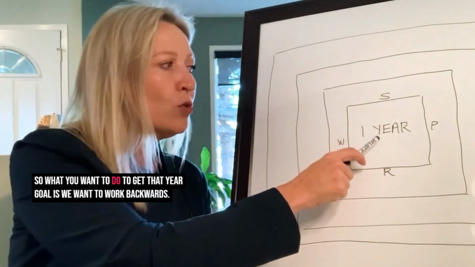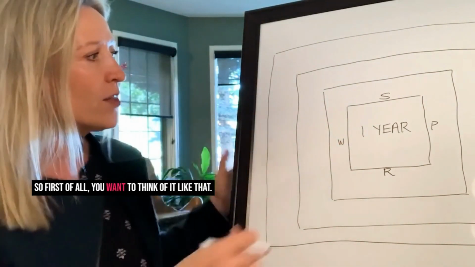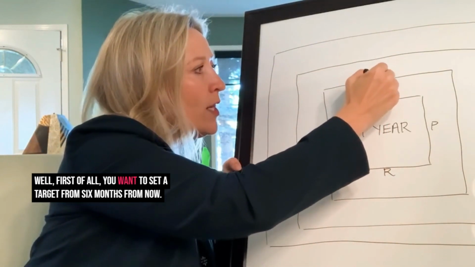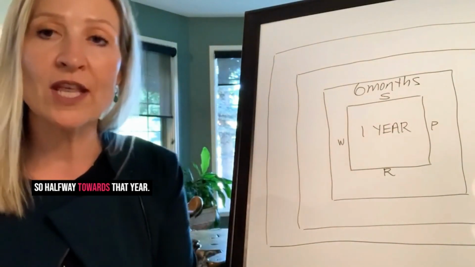So what you want to do to get that year goal is we want to work backwards. So first of all, you want to think of it like that. How do I get this year goal? Well, first of all, you want to set a target from 6 months from now, so halfway towards that year.